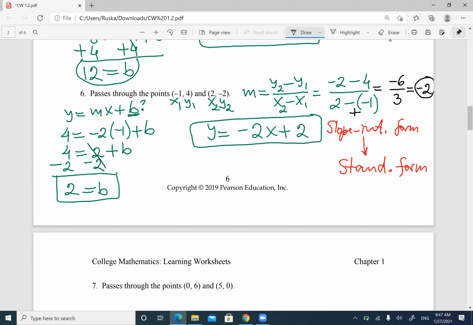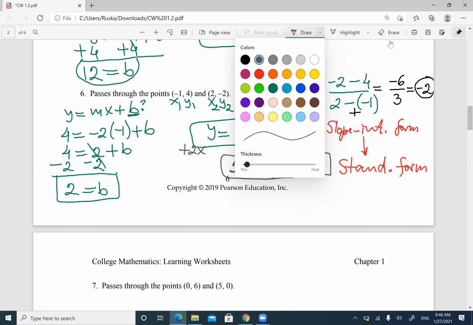To move it, you're going to add 2x to both sides, right? And this cancels, and you're going to get 2x plus y equals 2. And this is my standard form. Okay, so it's very easy to go from one form to another. If I want to go from standard to slope intercept, I'm just going to subtract 2x to move it over to get y by itself. So it's really easy to do that. Now we're going to continue with the next one.